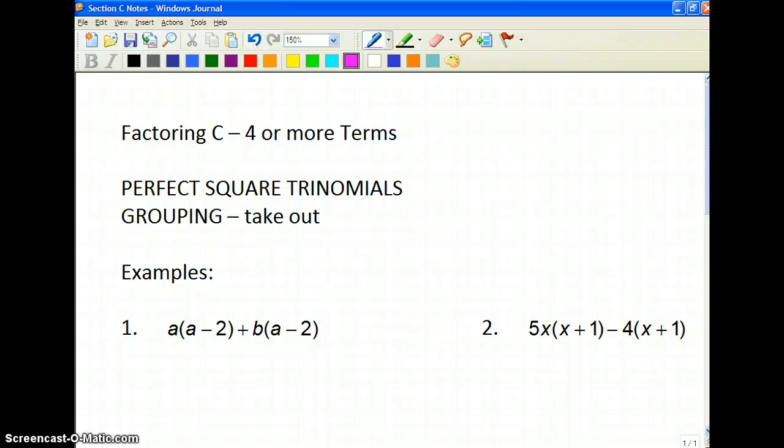Okay, last step of factoring. Factoring C. What if you have 4 or more terms? Let's review first our steps. Step 1, take out. Make sure you always ask yourself that first.